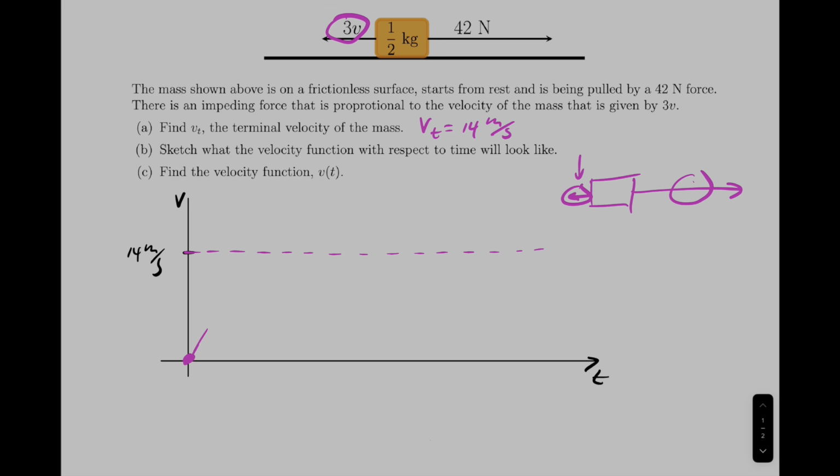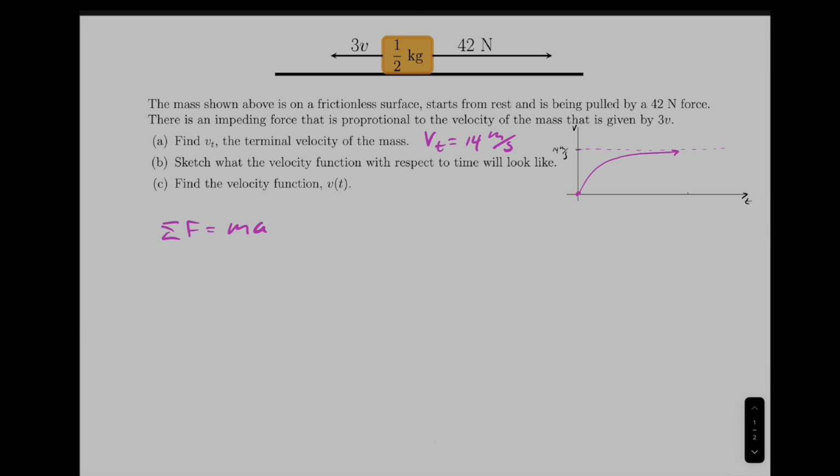Now notice the velocity is not going to decrease, just the rate at which, it's a weird way to say it, the rate at which the velocity is increasing is going to decrease. So then the shape of the curve probably is going to look something like this, and you're going to gradually approach terminal velocity. Okay, so that's what I'm expecting v of t to look like. Now in the next question, we're actually going to find v of t and see how we did.